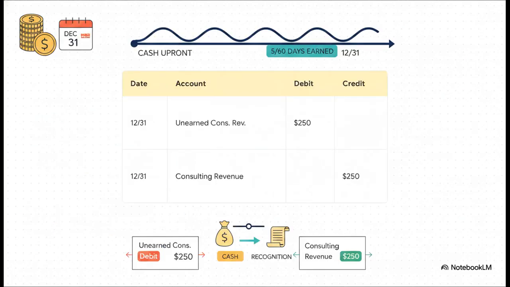Here's how that actually plays out in the numbers. If a client pays a $3,000 fee upfront for 60 days of consulting, by December 31st, 5 days have passed, meaning you've earned 5 days of that fee. 5/60ths of $3,000 is $250. So you debit, meaning reduce, your unearned consulting revenue liability by $250, and you credit, meaning recognize, $250 in actual consulting revenue. You are perfectly matching the revenue to the period you did the work.